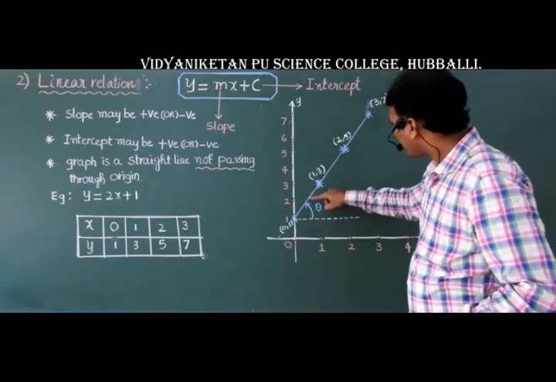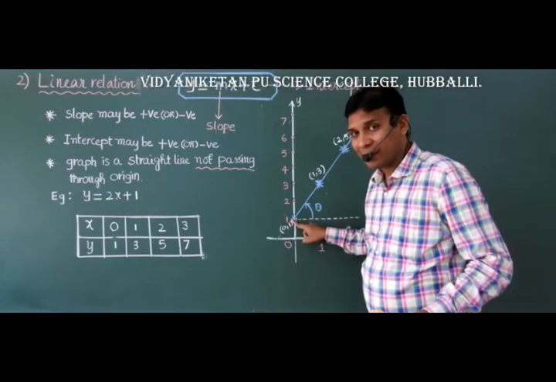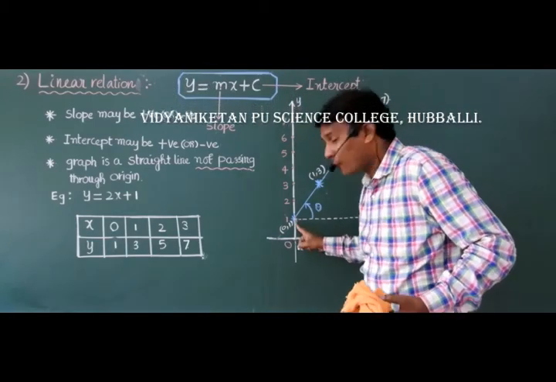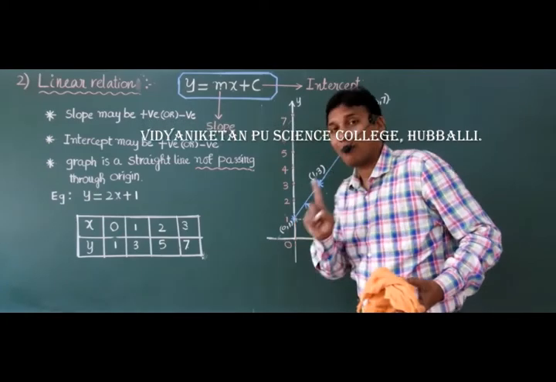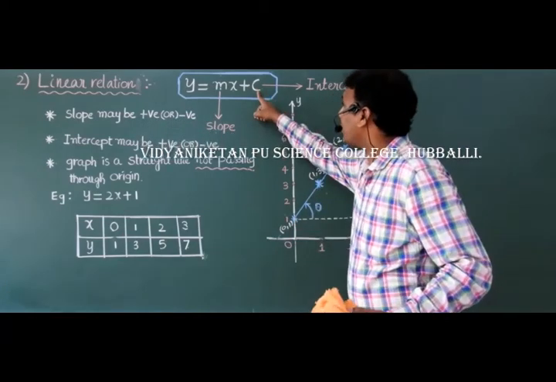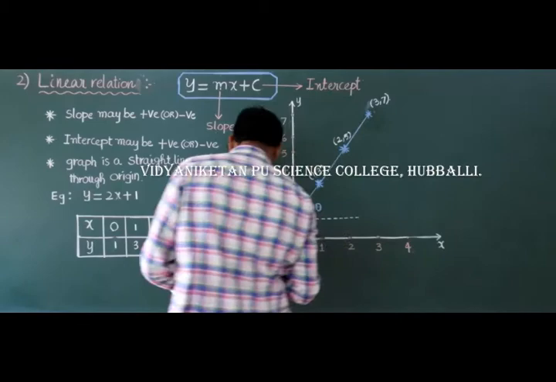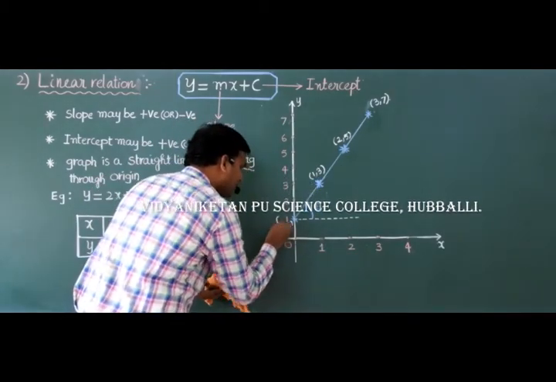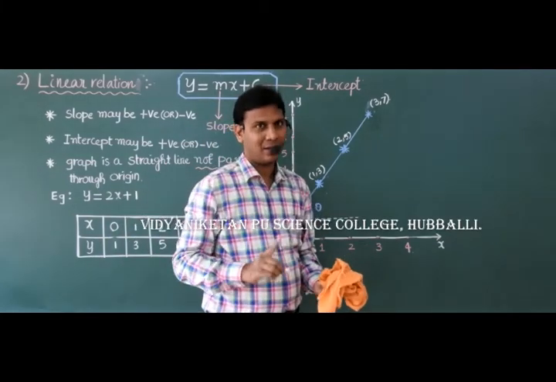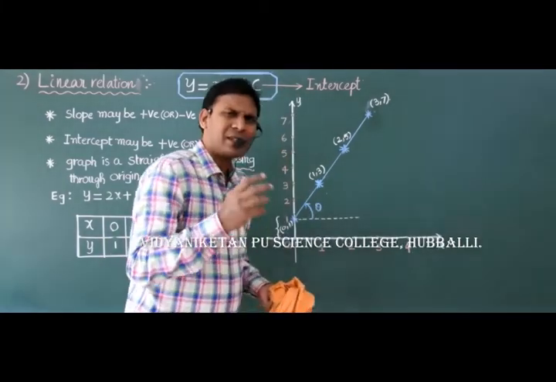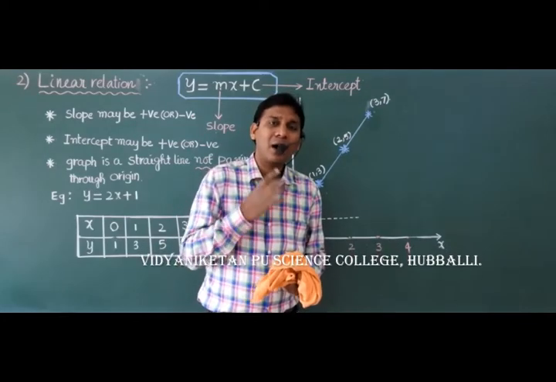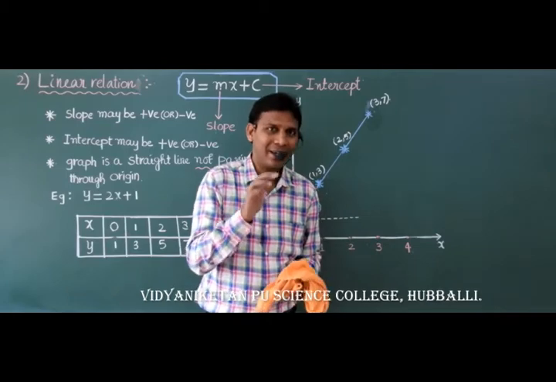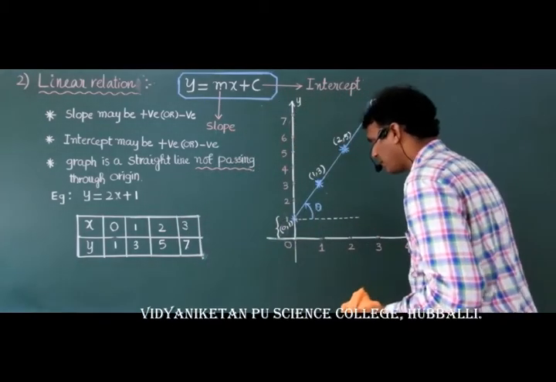Now the line joining these points gives a straight line, but it is not passing through origin. It cuts the y-axis at 1. That is nothing but intercept. So here what is the intercept? C is equal to how much? 1. Clear? Right. But from the physics point of view, we want to find slope.